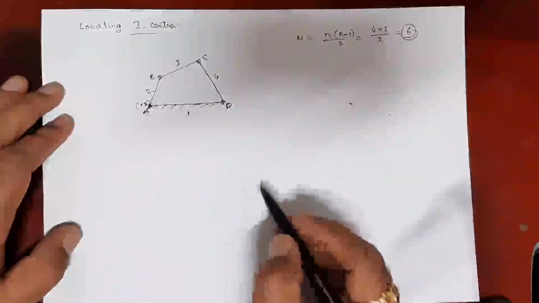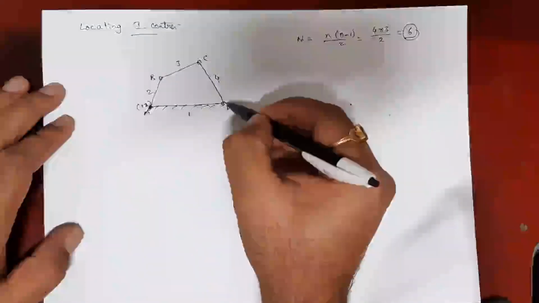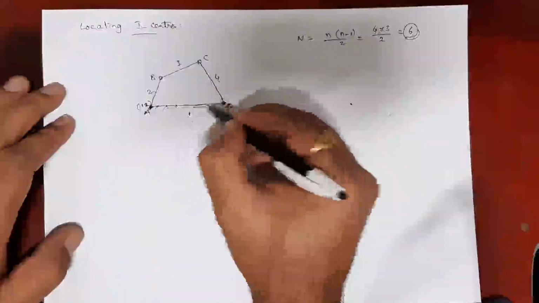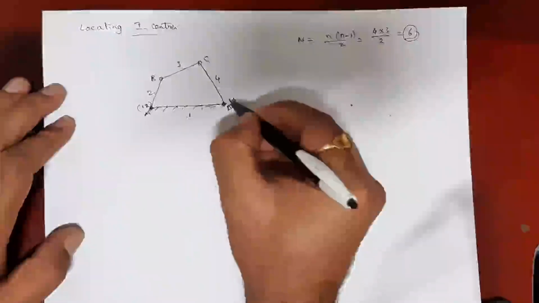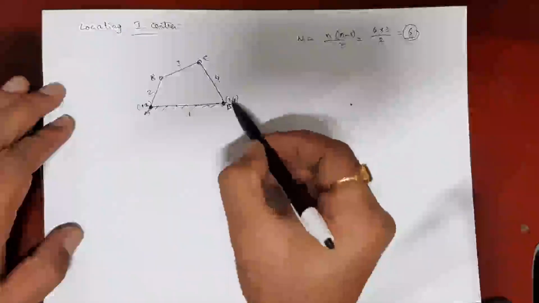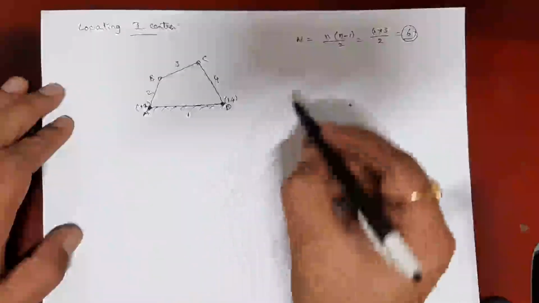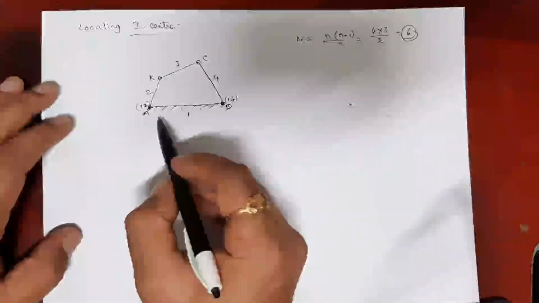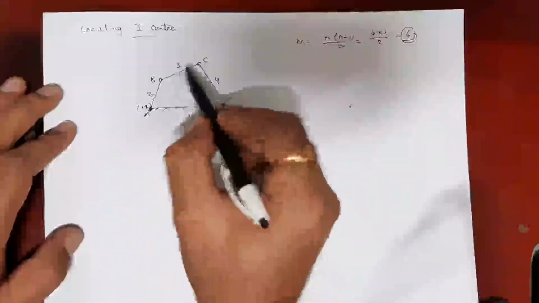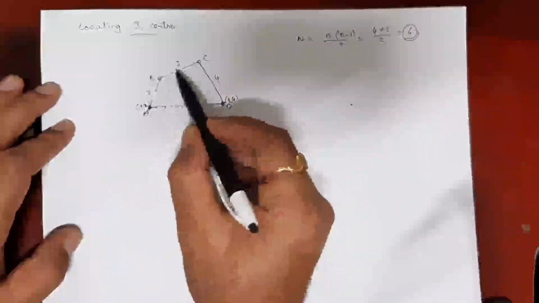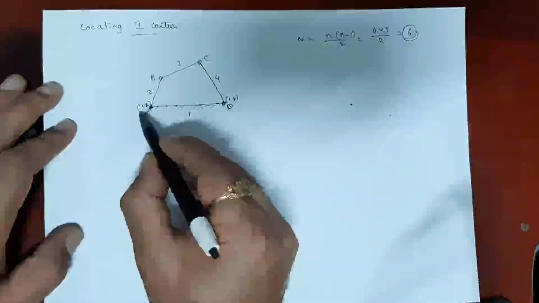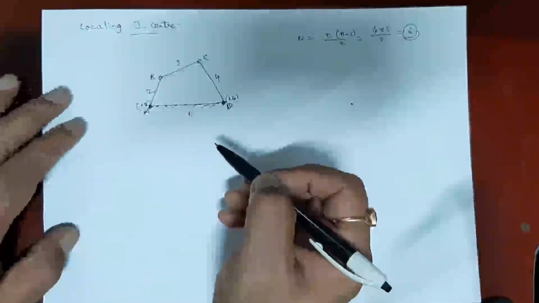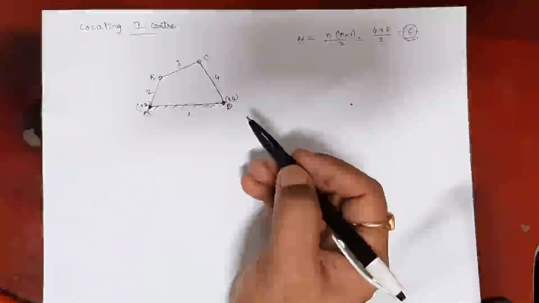And also link 4 is rotating about point D, and link 1 is fixed. So it is I14. Actually, when links 2, 3, 4 are rotating, this link is fixed. So these I12 and I14 are fixed instantaneous centers.